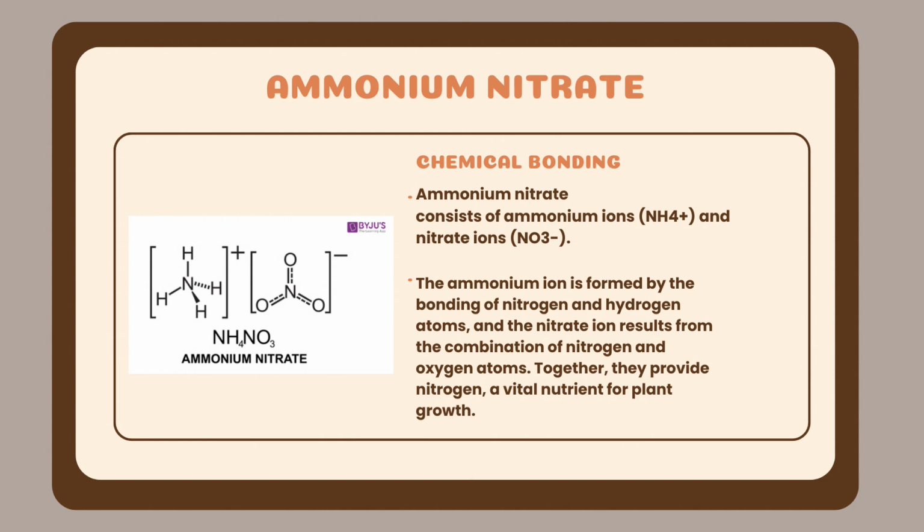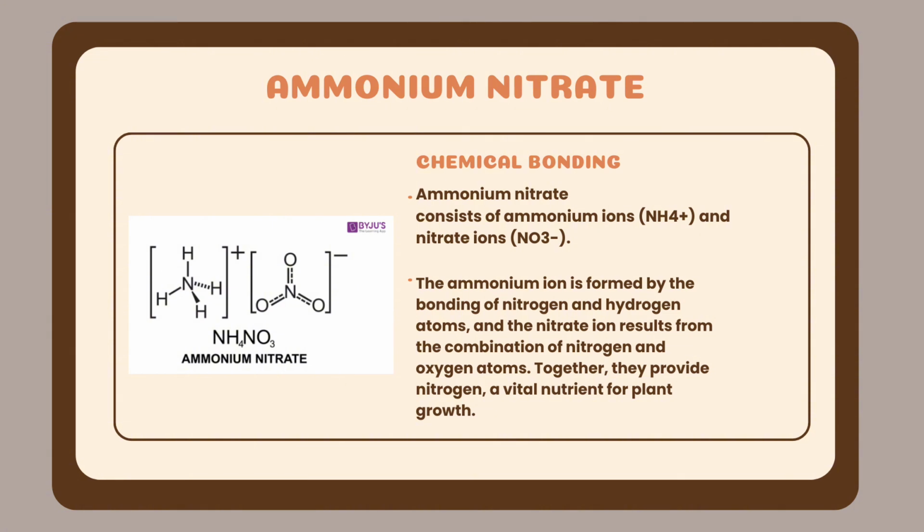Ammonium nitrate has some advantages and disadvantages as a fertilizer source. Some of the advantages are it has a high nitrogen content of about 34%. It is readily available and relatively cheap. It is easy to handle and store.